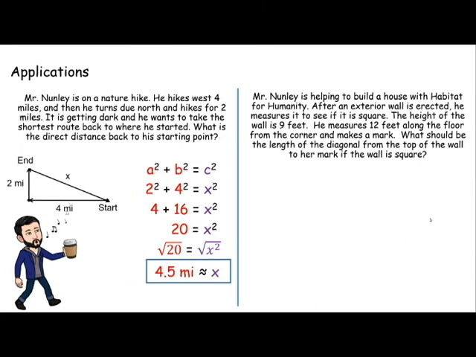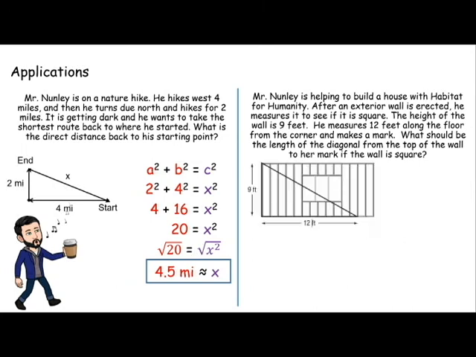Last one, Mr. Nunley is helping to build a house for Habitat for Humanity. After an exterior wall is erected, he measures it to see if it is square. Square means, did my wall form a right angle, or is it straight up and down? The height of the wall is 9 feet. He measures 12 feet across the floor from the corner and makes a mark. What should be the length of the diagonal from the top of the wall to his, oops, there's a little typo, mark if the wall is square?